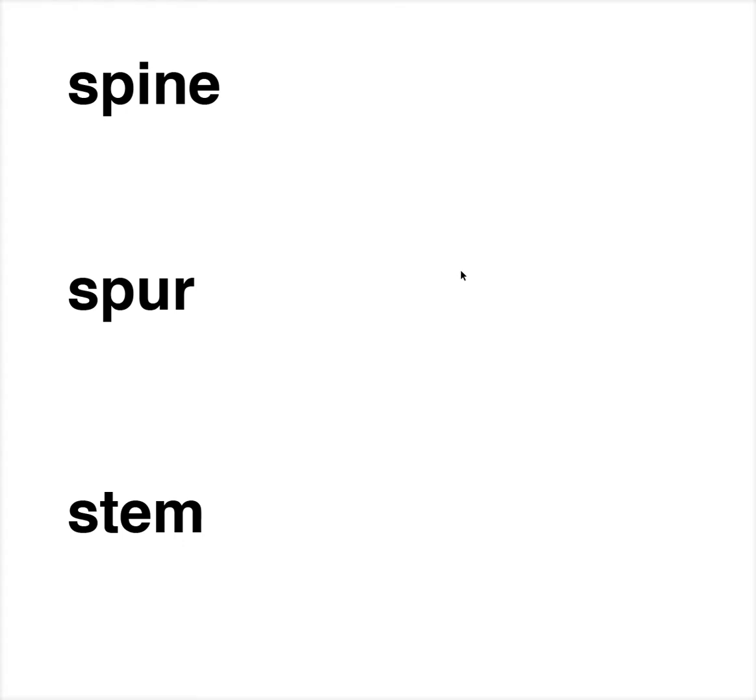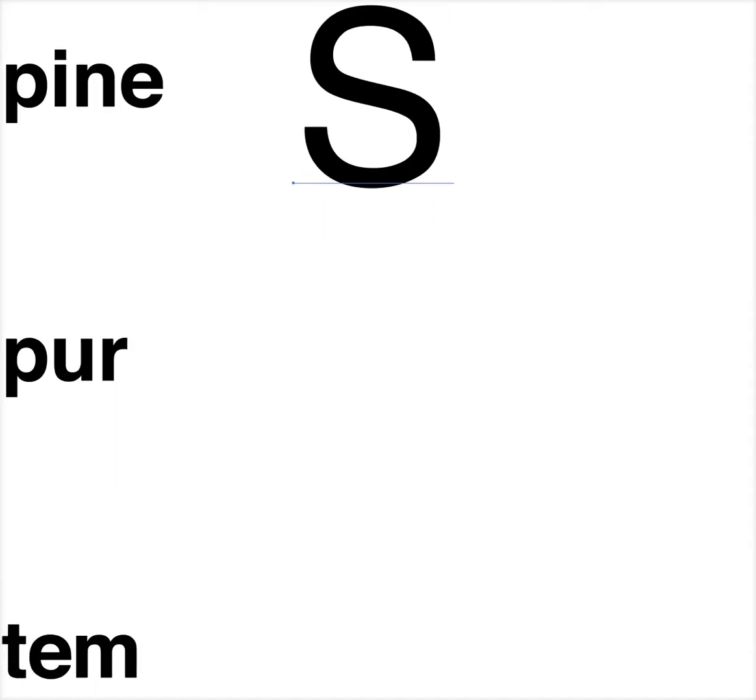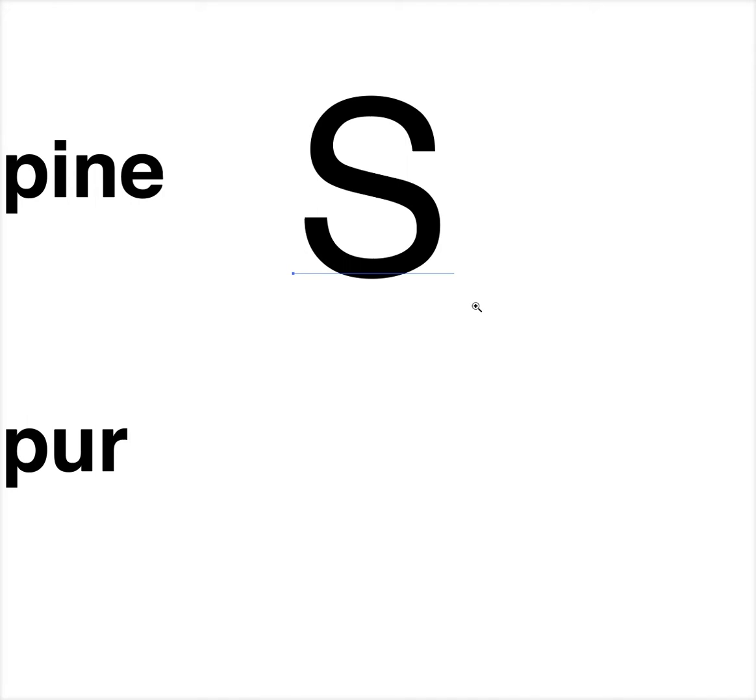This video is going to continue to discuss the anatomy of type, and we're going to start with the spine. The spine is the main curve of, say, the letter S. The curve exists in the majority of the classifications. You won't really see it as much in, say, the decoratives and even some of the scripts. You'll see it, but it tends to be in a different way.